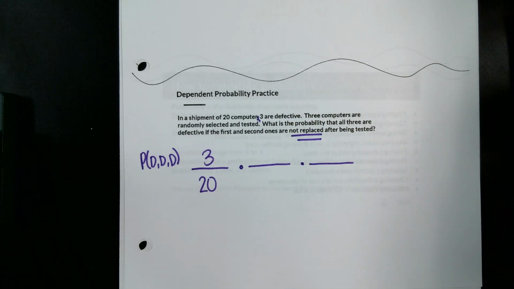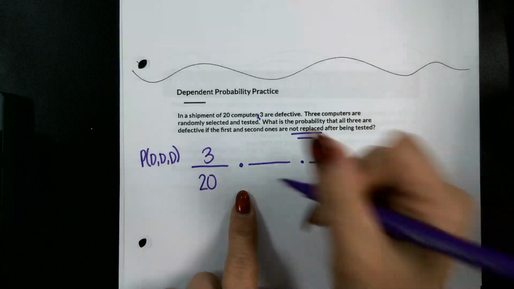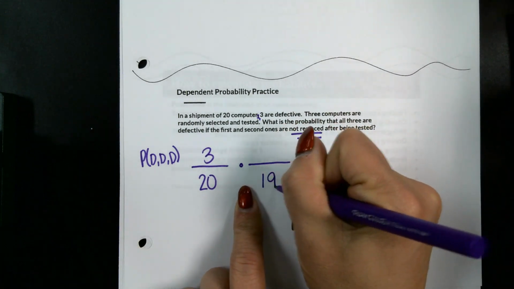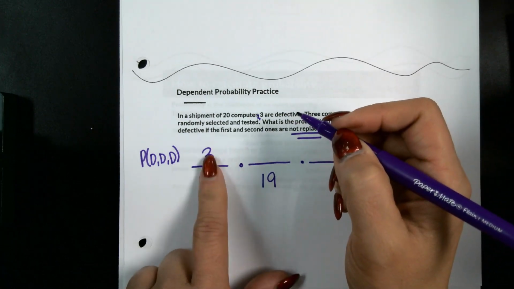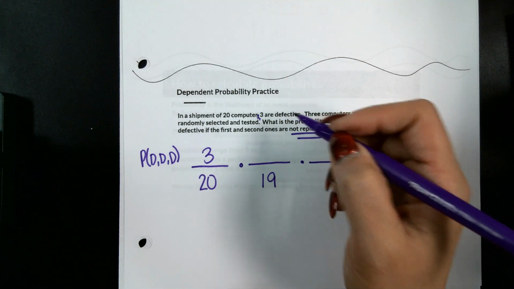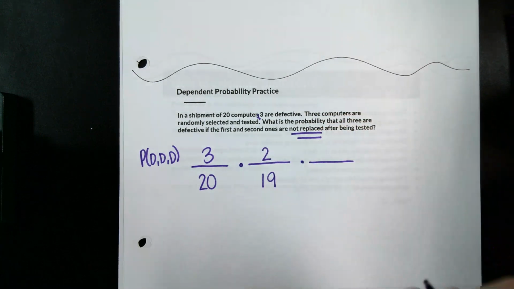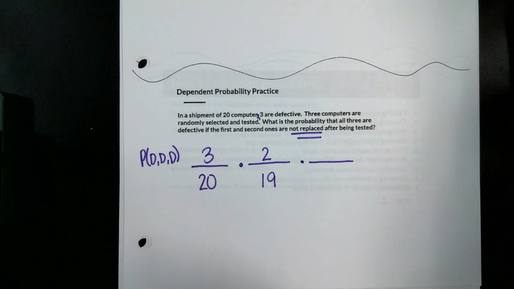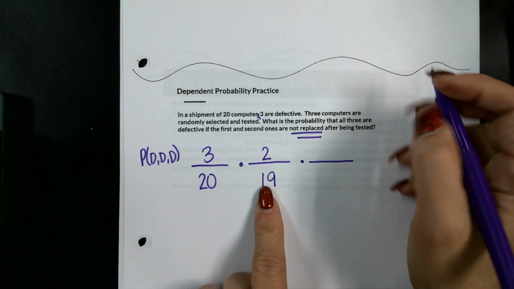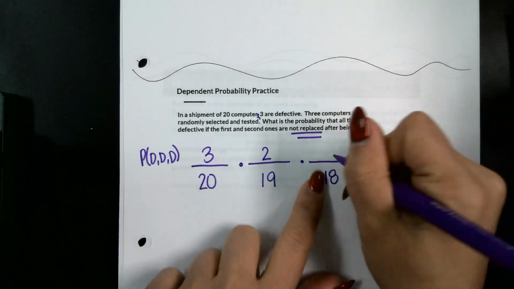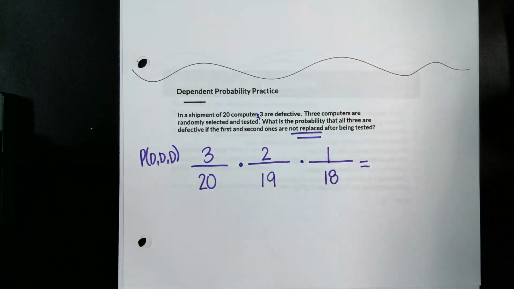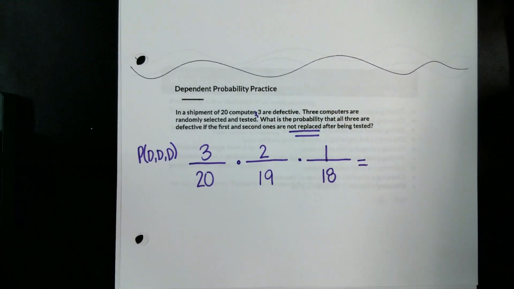Now we leave that defective computer out, so how many computers are left? And how many of them are still defective? 2. The first one we picked was defective, remember? 2. So then 2 of them are defective. So the last pick, are there still 19? No, 18. There's 18. And if both of these were defective, there's just 1 left, right? Yeah. Okay. There are your 3 fractions. So that time you had to decrease the numerator and the denominator by 1 every single time.